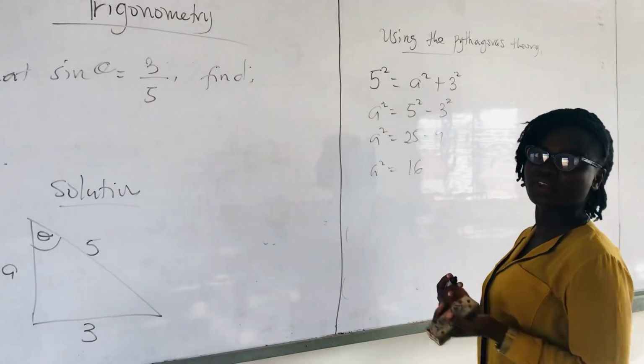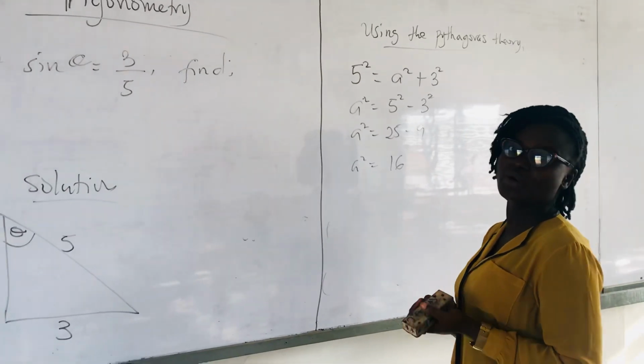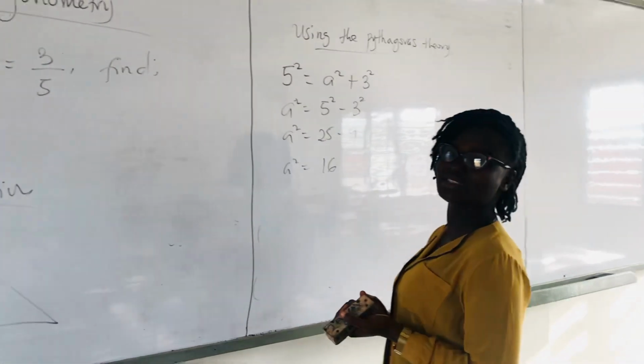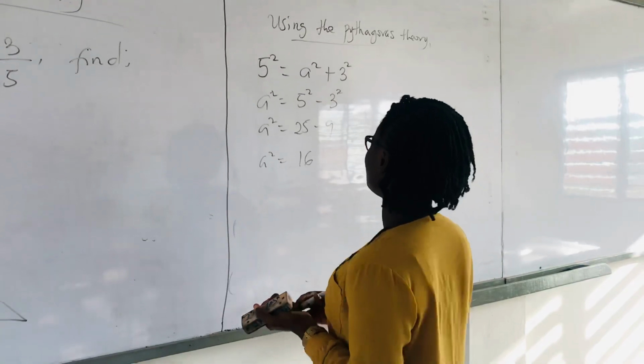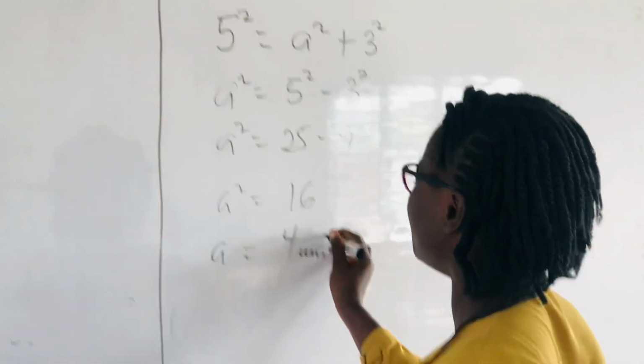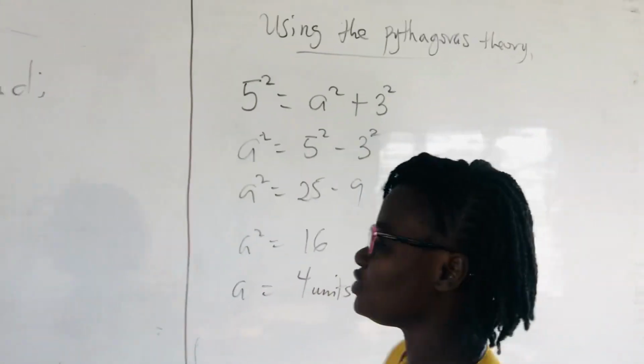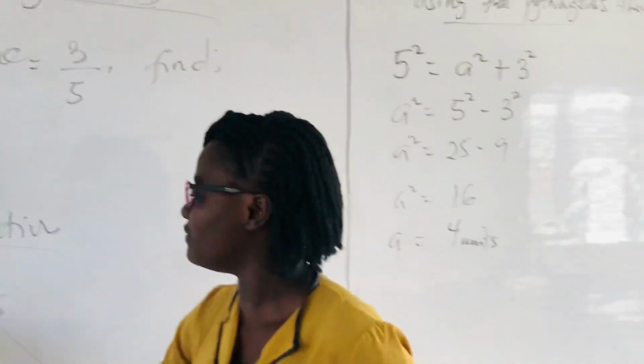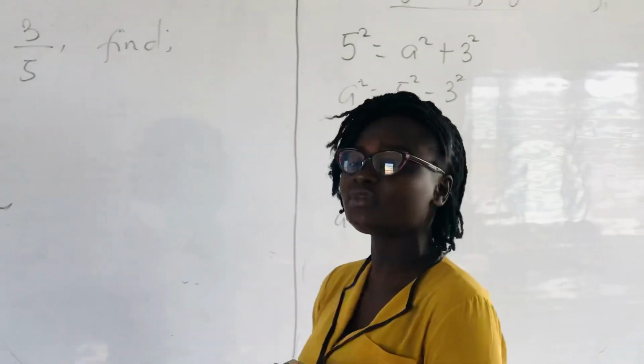So a squared is equal to 16. We are looking for a, so we have to square root both sides of the equation. This becomes a is equal to 4 units. Alright, so this side means our a is giving us 4 now.